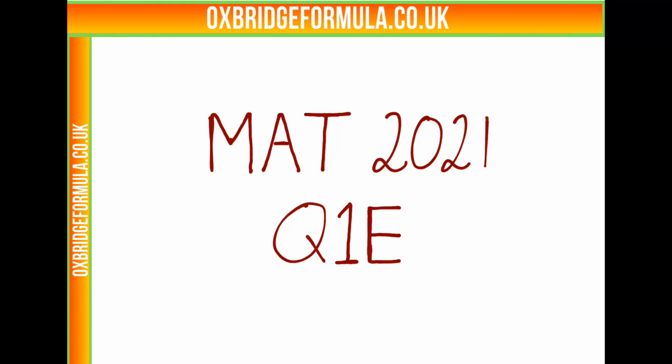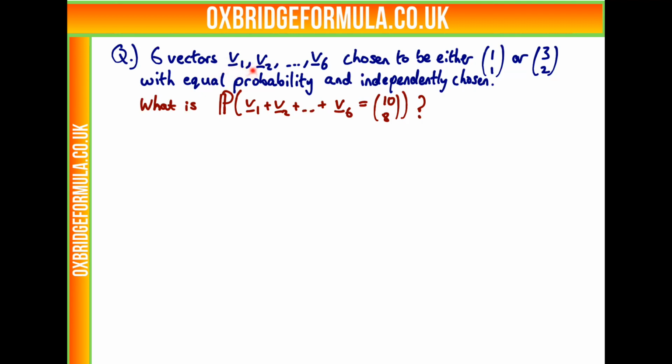This is Matt, 2021, question 1E. We're given 6 vectors v1, v2 up to v6, which are chosen to be either (1, 1) or (3, 2), with equal probability, and they are independently chosen. We want to work out the probability that their sum, v1 plus v2 up to v6, is equal to (10, 8).